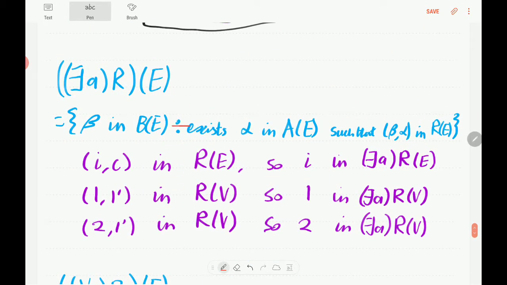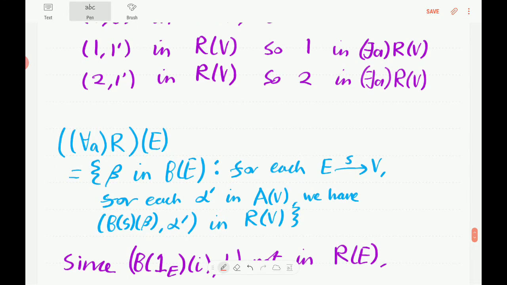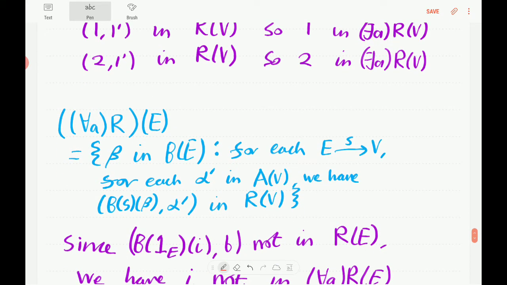So I've sort of argued this in more detail here. You can pause the video if you want to go over this. Anyway, that's basically how we work out there exists. The other thing to work out is for all. Okay, so here's our important formula for working out what happens with for all.